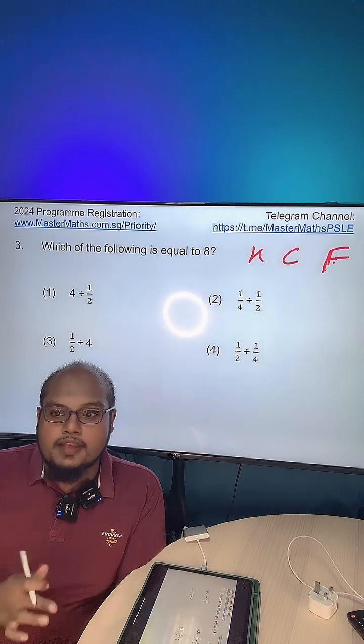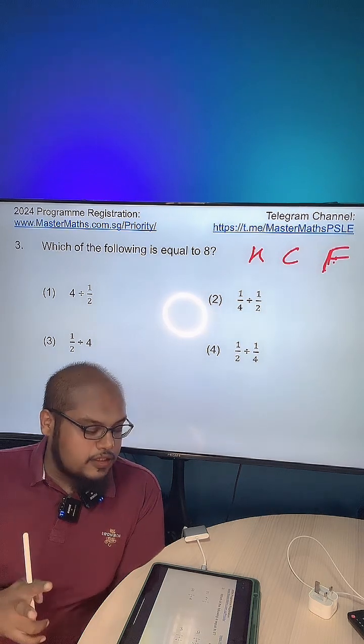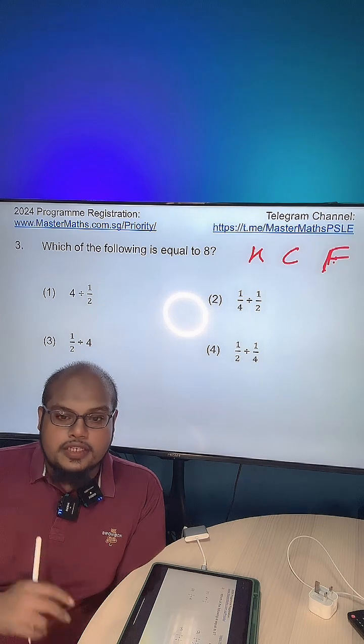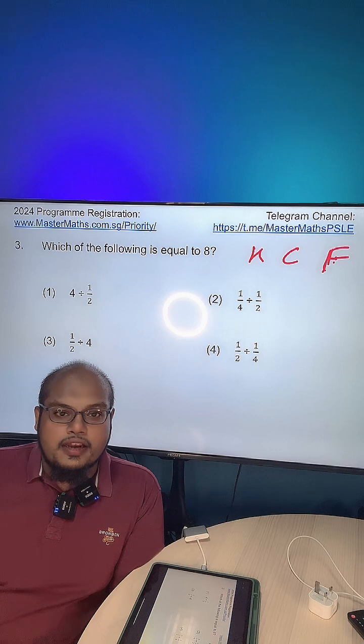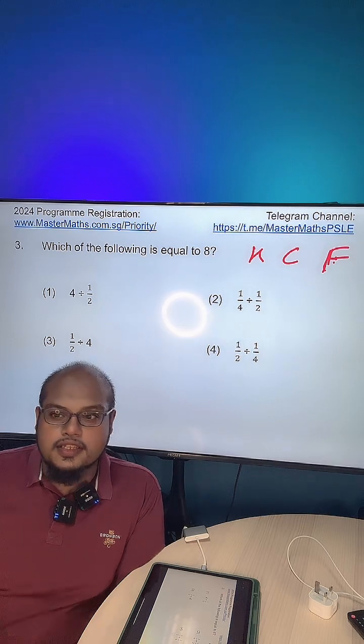So those who already learned, I give you 2 minutes to try to find which fraction equals 8. Alright? Okay, come, I give you 2 minutes.